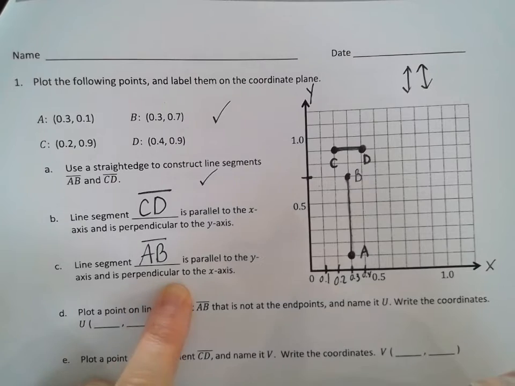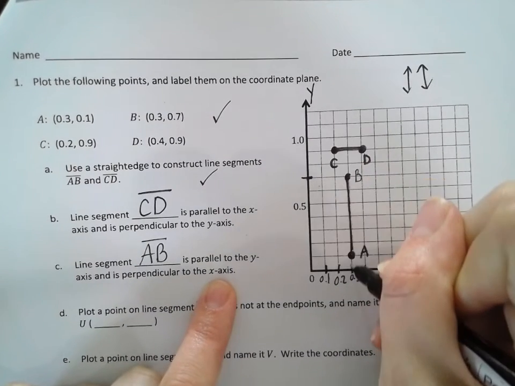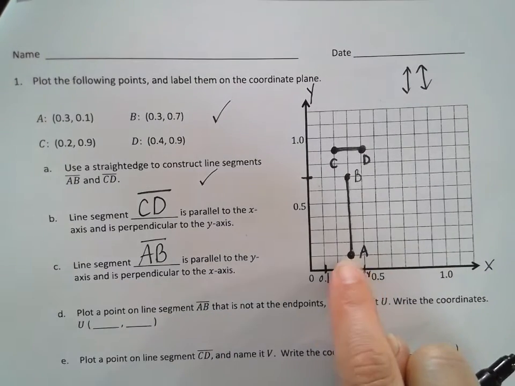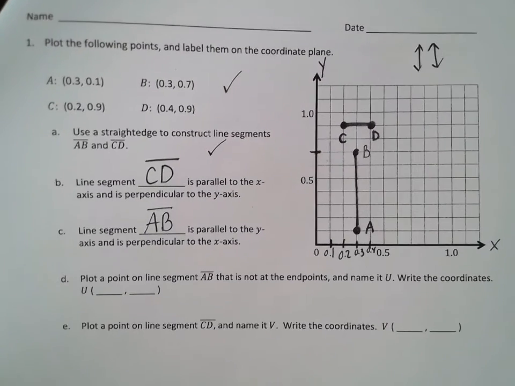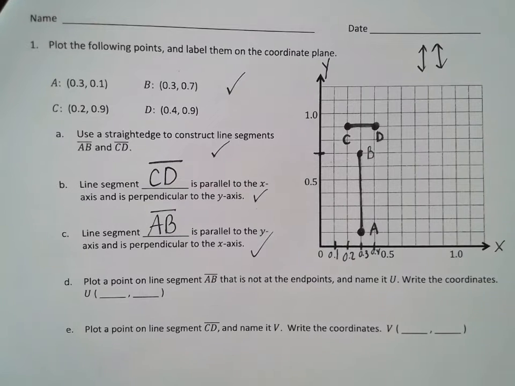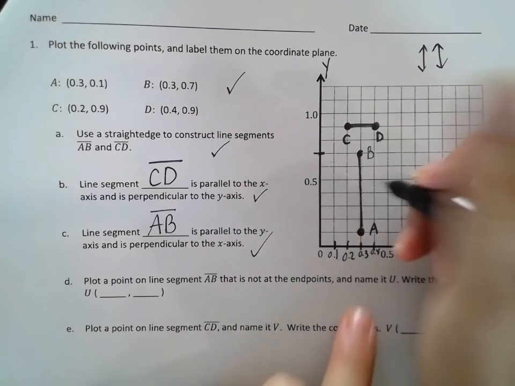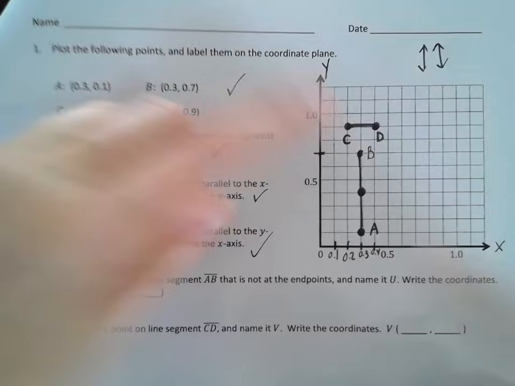And it says is perpendicular to the x. And that is true. If AB were to continue, it would intersect perpendicularly with the x-axis and would create right angles there. Awesome. So letter D says, we're done with B and C. It says plot a point on line segment AB that is not at the endpoints and name it U. So we're going to name that U.